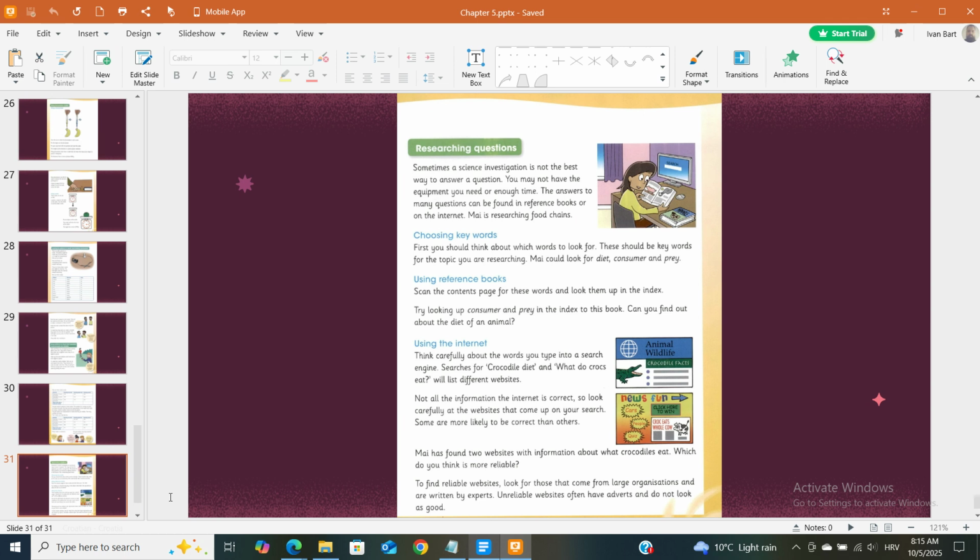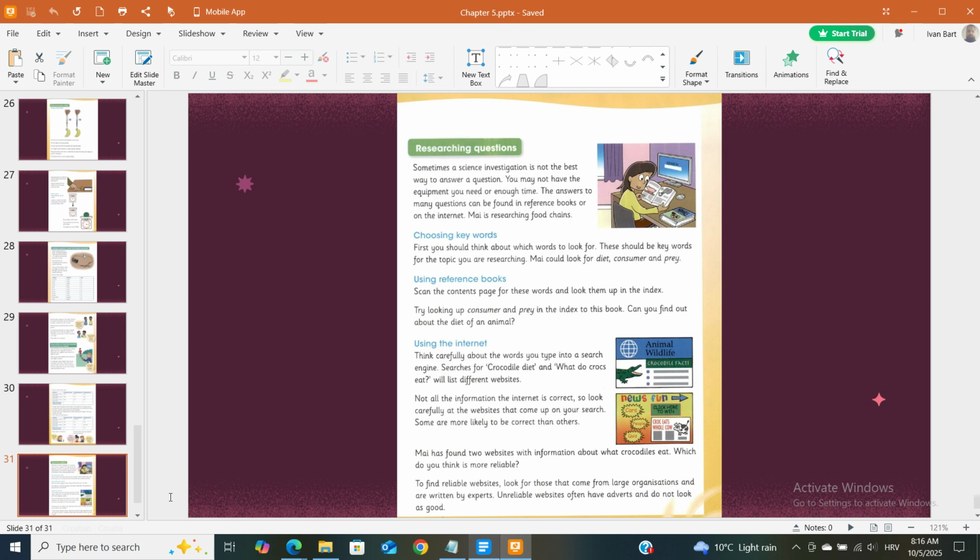Choosing keywords. First, you should think about which words to look for. These should be keywords for the topic you are researching. Mai could look for diet, consumer and prey. Using reference books. Scan the contents page for these words and look them up in the index. Try looking up consumer and prey in the index to this book. Can you find out about the diet of an animal?